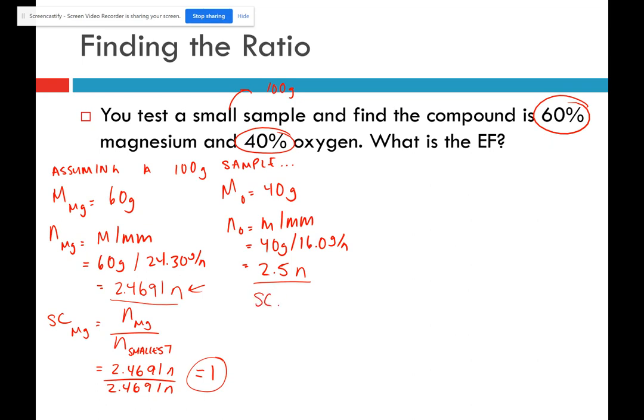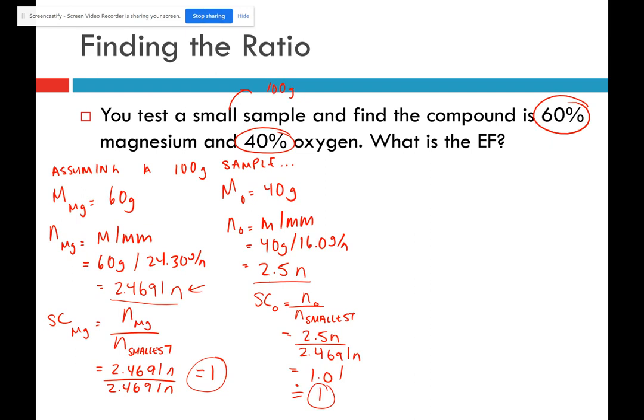Oxygen, if we look, subscript of oxygen, we're going to take our moles of oxygen and divide it by whatever was our smallest mole value. Okay, so we have 2.5 moles, and we're going to divide it by the smallest mole value, which is still 2.4691 moles. What are we going to get? I'm going to get 1.01. We know that subscripts though have to be whole numbers, and we can see this is very, very close or equals approximately 1.